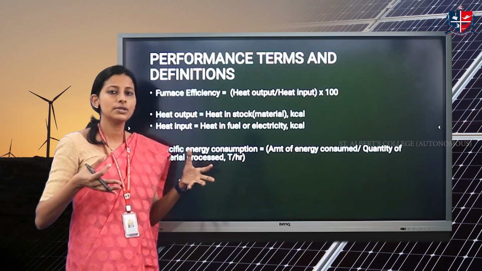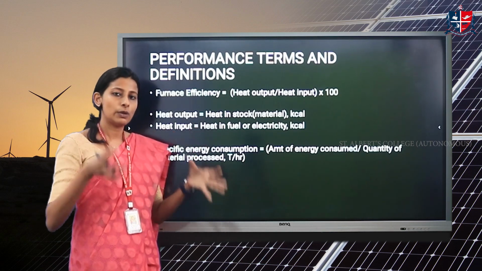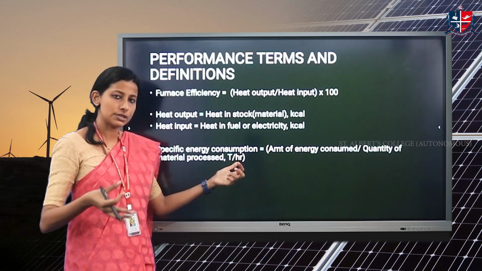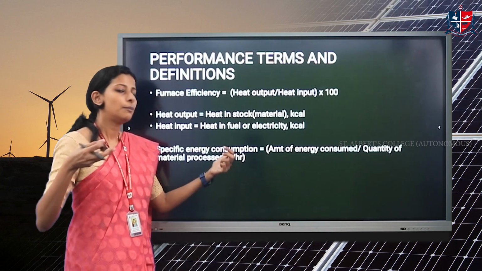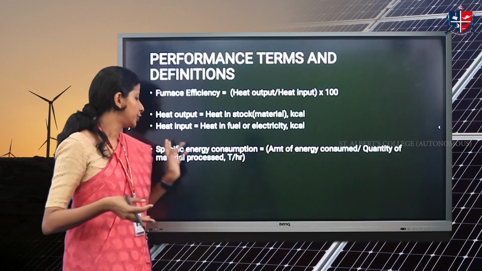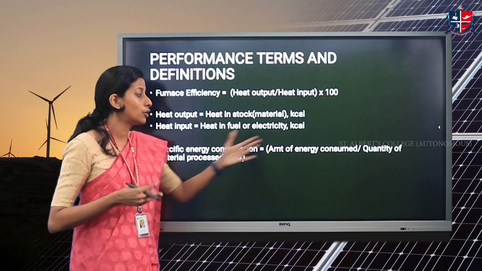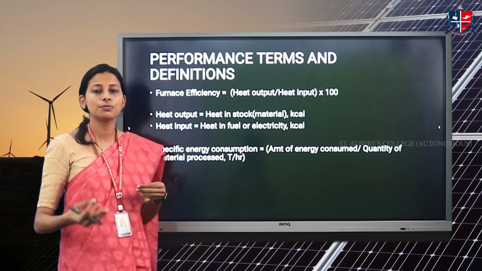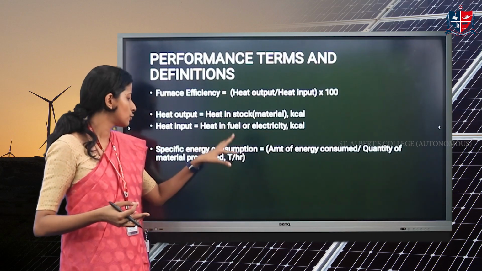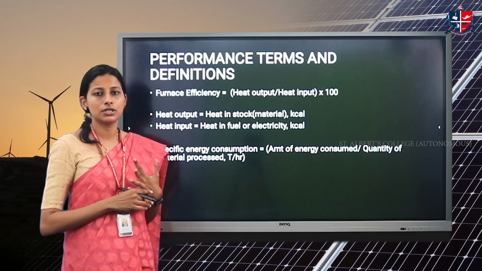1 ton, as you know, is 1000 kilograms. So how many tons are being processed per hour will give you the quantity of material processed, and the amount of energy consumed needs to be measured. The ratio of those two will give you the specific energy consumption.